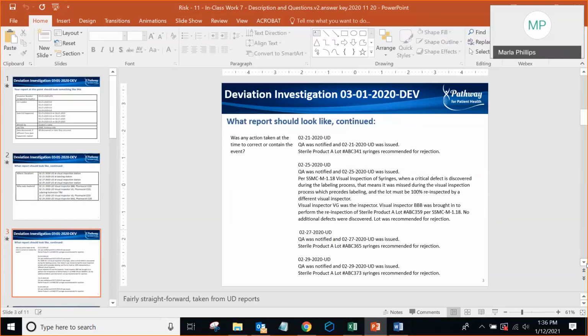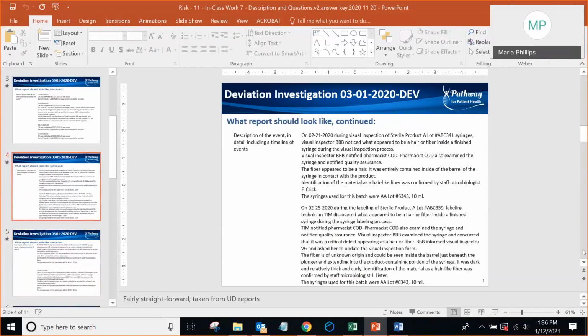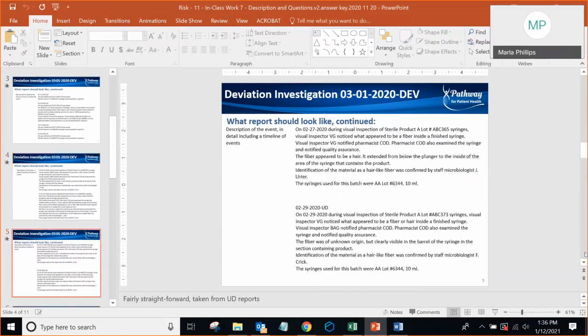And so you can see that on this slide, as well as on the next slide. So the description of the event continues. Okay. It continues because there are multiple days. In this particular situation, I'm not going to read this to you and take up your time, but you can read these slides, which are available to you. But you can see that a fiber was found in a syringe, and so it occurred on multiple different days, and so that's why there's different sections here and different dates.